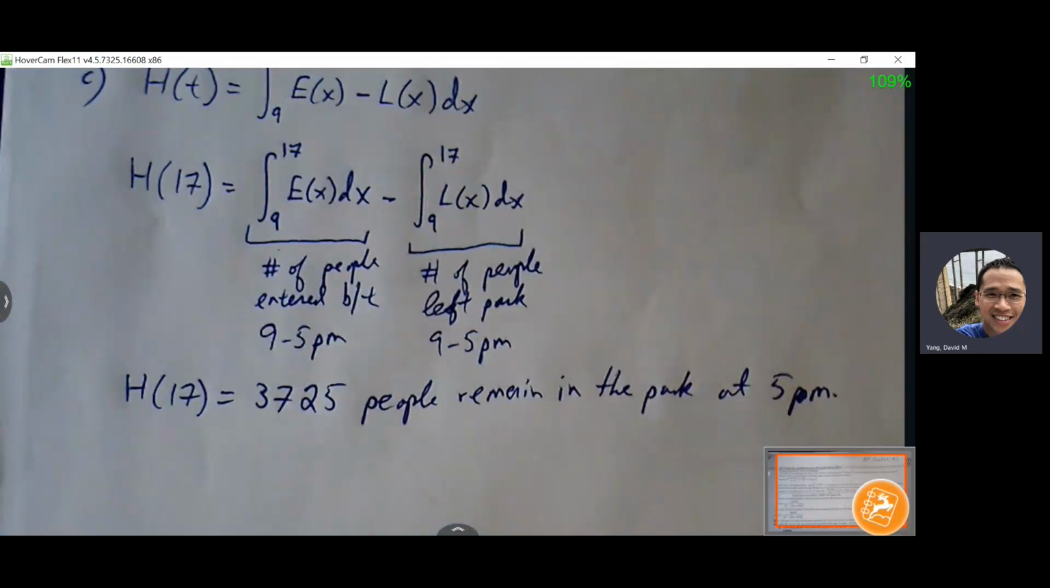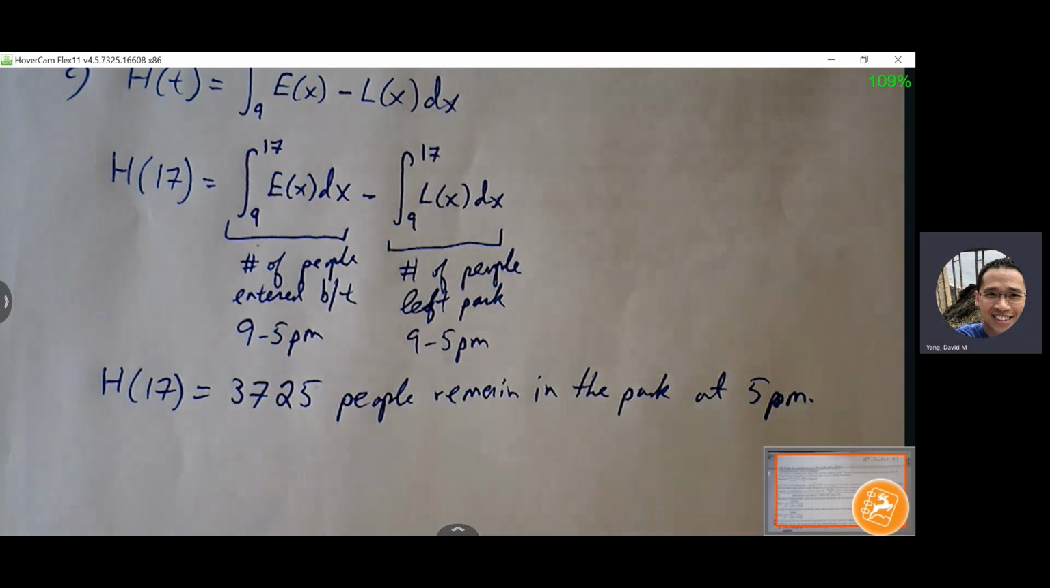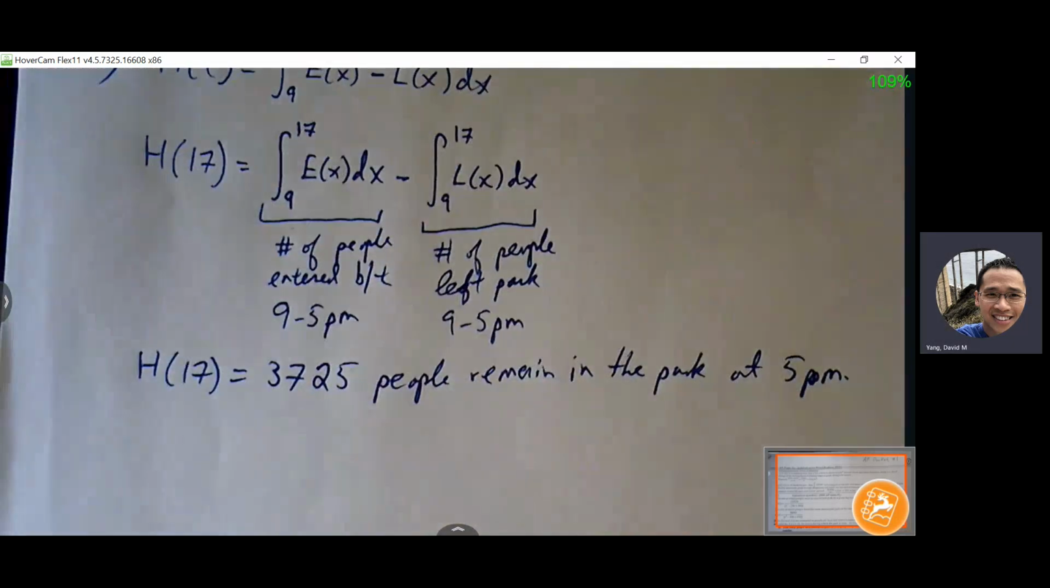Okay, does that make sense? All right, you count the number of people who've entered, you subtract all the people who've left, and what you have is the remaining number of people in the park. Okay, so now let's keep going.